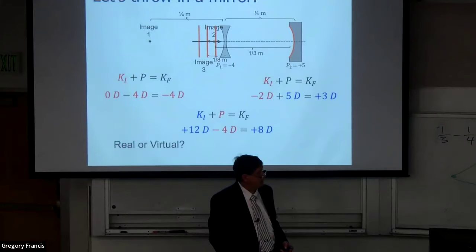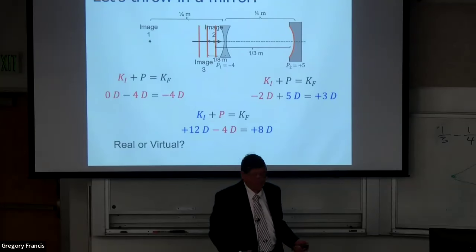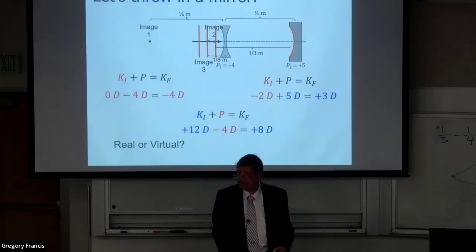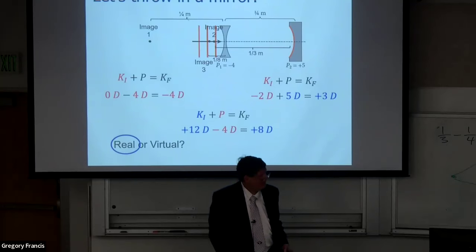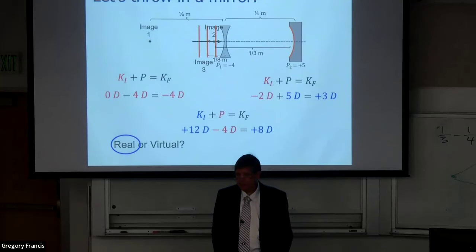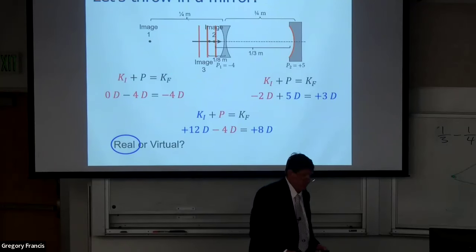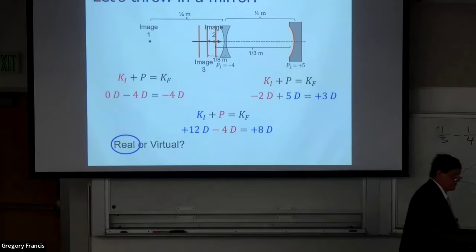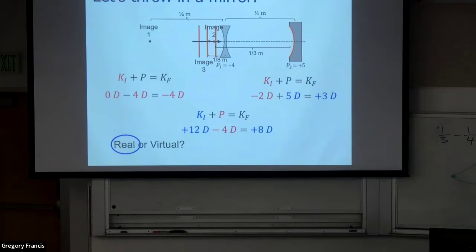And the question is, is that real or virtual? Yeah, it came out of the last lens with positive curvature. That's a real image. Okay, talk to your neighbor. Do a buddy check. Make sure everyone's still with us.